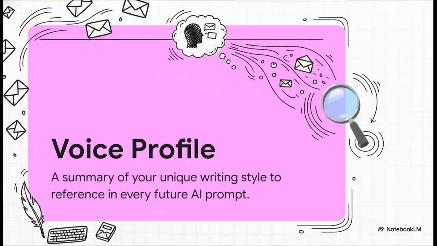I want you to think of this voice profile as a permanent style guide for your AI. It's basically a short paragraph you can save somewhere and then just paste at the beginning of any future email prompt you write. Something like, write in a casual but professional tone. Use short paragraphs. Always start with a brief, friendly opening and end with a really clear question. Just that one instruction will ensure consistency every single time.